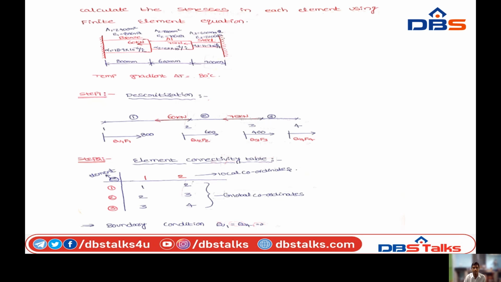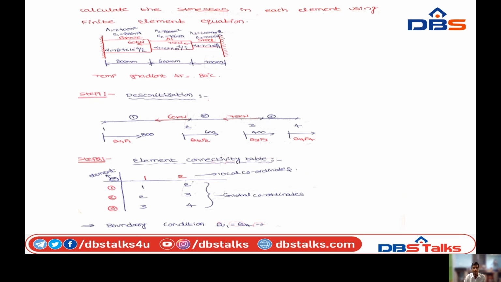Here, the areas are given. A1 is 2400, A2 is 1200, A3 is 600. Next, E1 is 80, E2 is 70, E3 is... The SI units are mm square for areas, and E is in gigapascals, GPa. Next, alpha 1, alpha 2, alpha 3 are the thermal expansion coefficients. The first element is bronze, the second element is aluminium, and the third one is steel.